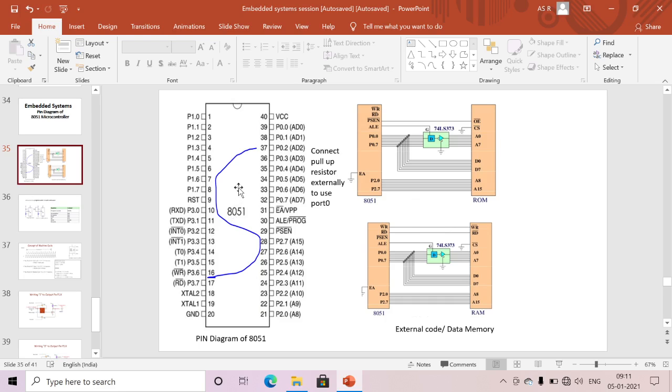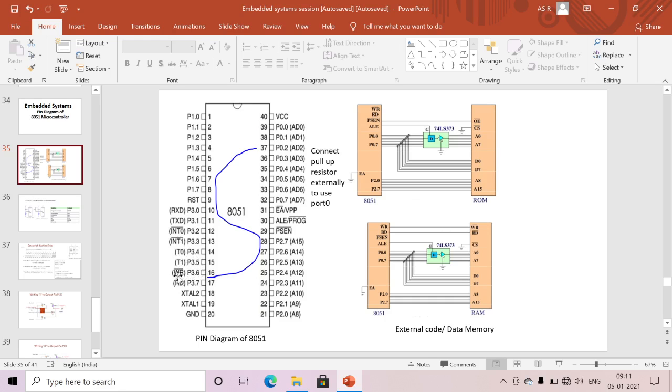We have two timers in our 8051 microcontroller. If I want to use them for counting applications, I can use T0 and T1. In case of timer 0 for counting application, we need to use 3.4, timer 0. In case of timer 1 counting application, we need to use the 3.5 T1 pin. This is mainly for counting applications. We need to use these two pins.